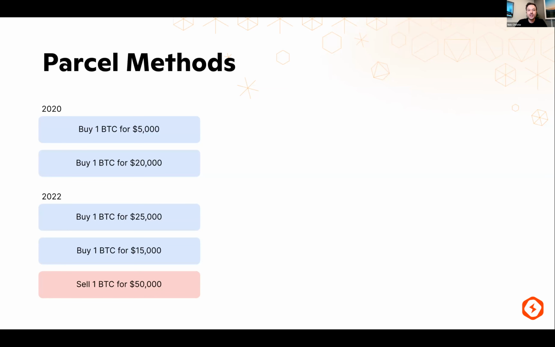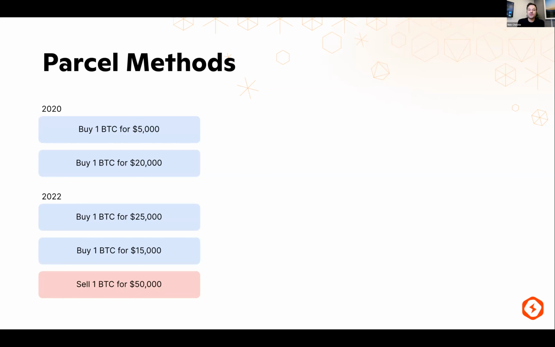Here's a demonstration of how those different algorithms work. This one is a little bit more complicated again. There are multiple purchases. You can imagine that first you purchased one Bitcoin for $5,000. Then a little bit later, you purchased one Bitcoin for $20,000. Then a little bit later than that, you buy another one for $25,000, another for $15,000, and then eventually you sell. Once again, these numbers aren't exactly real. They've been picked to help demonstrate how it works.